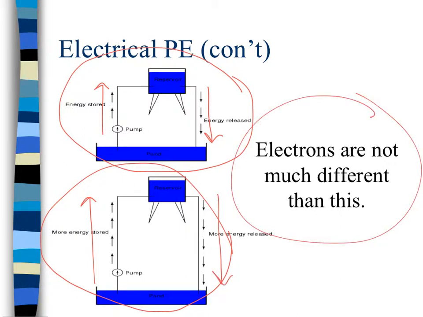When you build up a charge and do work on the electrons, they have an electric potential energy, or a stored amount of energy. And then when they move back, they want to release that energy, that potential energy, in order to get to a more stable environment.